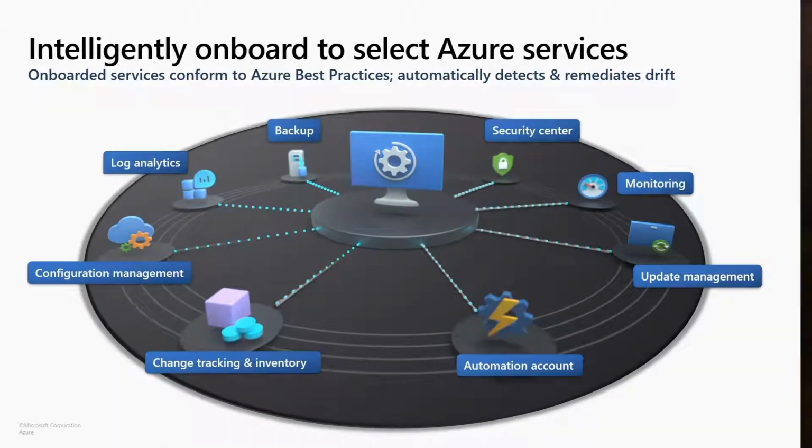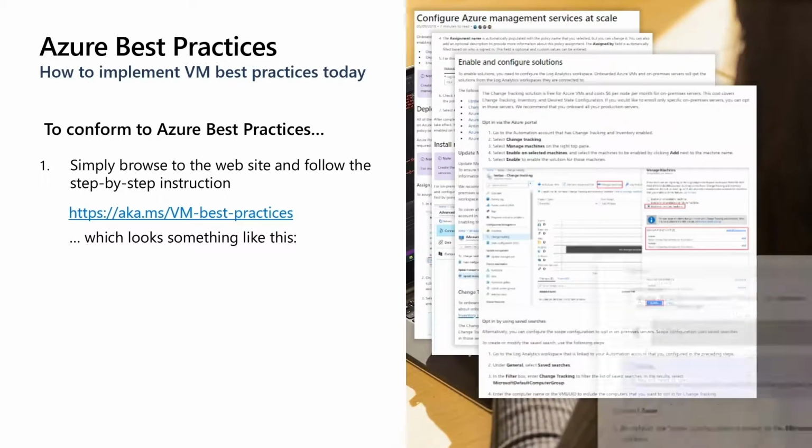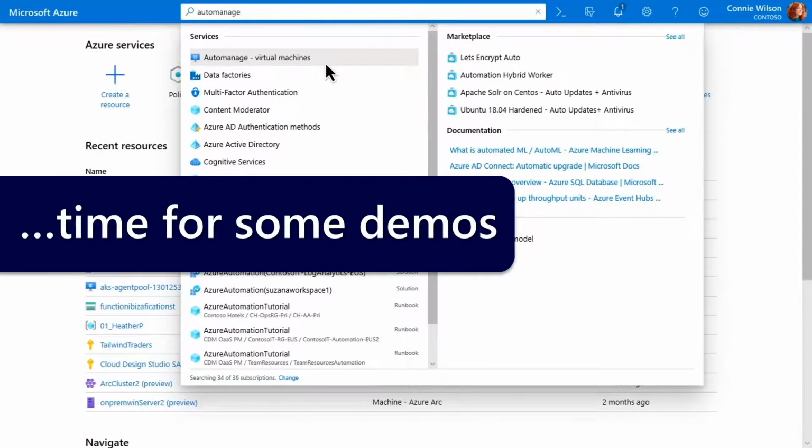If you want to ensure your VMs conform to Azure best practices today, you can do so. There is a white paper in our Cloud Adoption Framework. There is a link on screen for you to go to if you'd like to take a look at it. Easy enough. Well, what I'd like to do is show you how much easier that can be using Auto Manage for virtual machines. So let's go ahead and give you a demo.